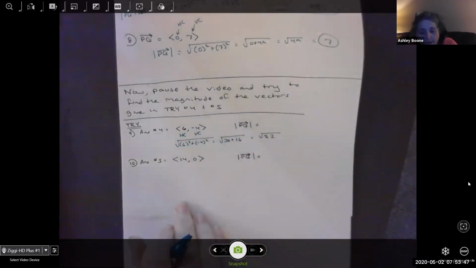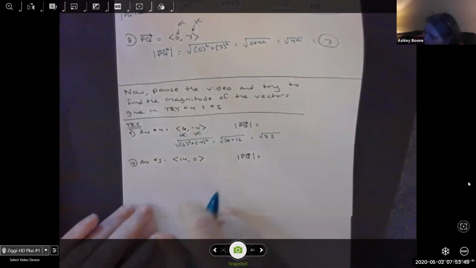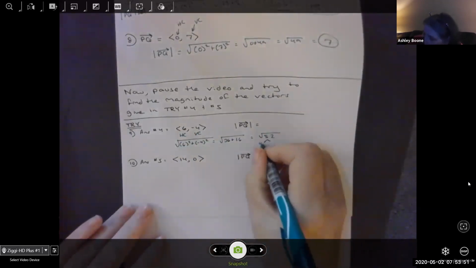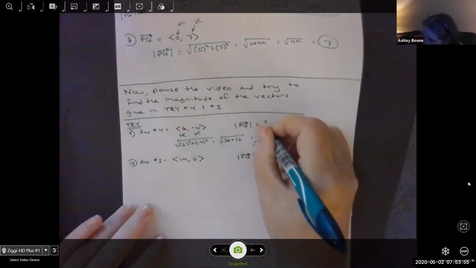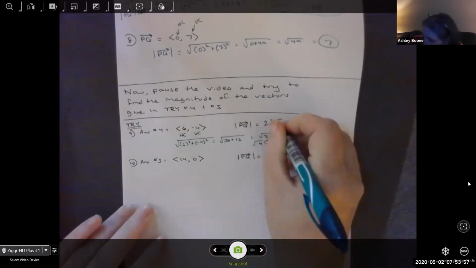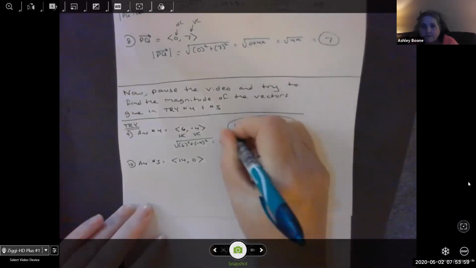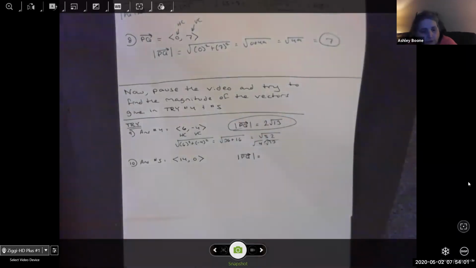If you can simplify, simplify. 52 is the same as 4 times 13. Square root of 4 is 2. Can't take the square root of 13. So the magnitude of that vector is 2 root 13.